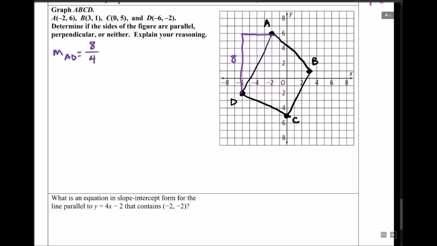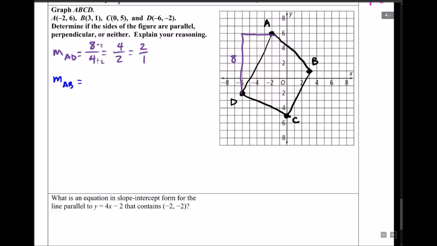8 over 4. So that can reduce. Divide them both by 2, and that's 4 over 2. I can reduce again. I could have divided both by 4. 2 over 1. And I tend to leave my slope as a fraction because it's rise over run, and we need to look at them as fractions. So let's do the next one. Let's do A to B. Doesn't matter which one we do next.